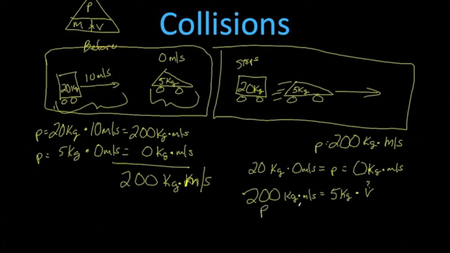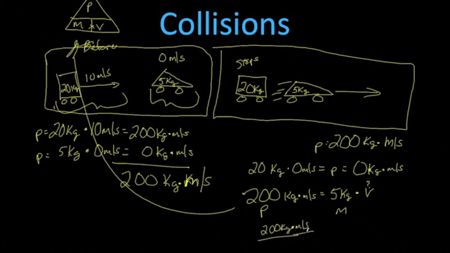Now, how do we calculate that? Well, we're given momentum and we're given mass. If you look up to our formula triangle, okay, you'll see it's momentum divided by mass equals velocity. So if we divide 200 kilograms times meters per second, divided by 5 kilograms, you're going to find that 200 divided by 5 is 40 meters per second.